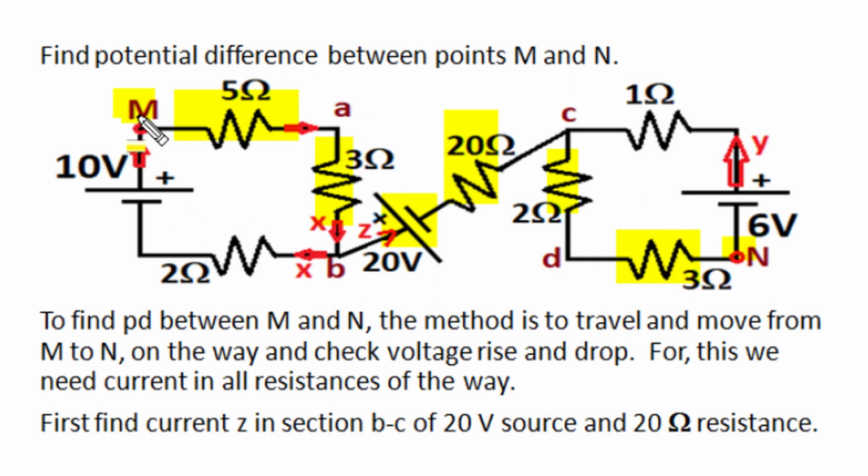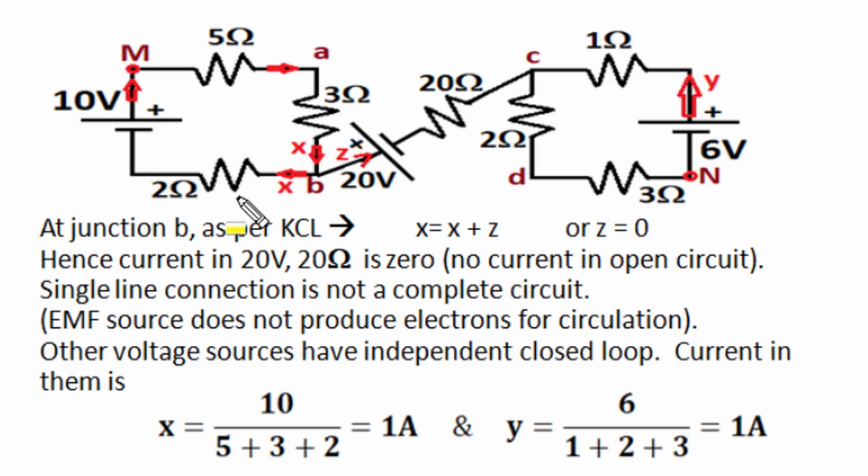Now to determine the rise and drop across all resistive elements, we have to find out their currents, and for that purpose we have to first determine current Z in this BC section of 20 volt source and 20 ohm resistance, and it is not 1 ampere as this 20 volt is not entirely across 20 ohm. Let the current in the 2 ohm branch at this junction be X, and the same X will travel and cross the 3 ohm resistance and become the incoming current to junction B. So at this junction, as per Kirchhoff's current law, incoming current X becomes equal to outgoing current X plus Z, and simplification results in Z equal to 0.